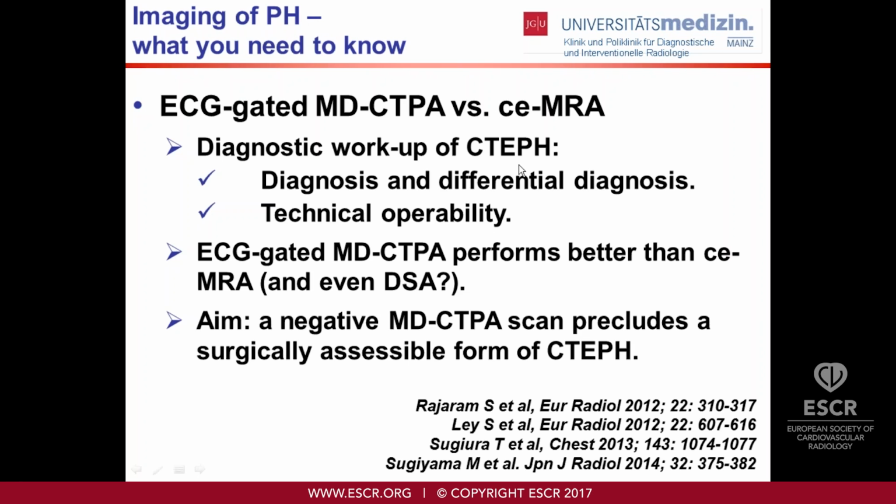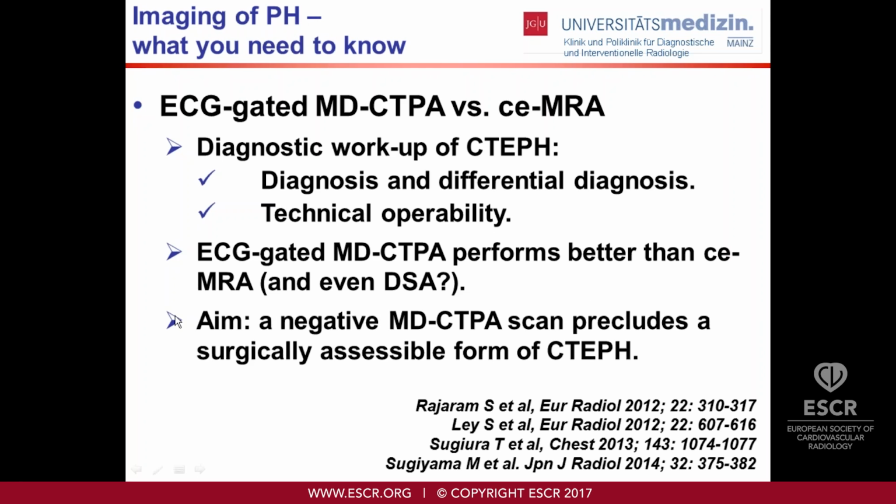As far as the assessment of the macro circulation is concerned, I already pointed out that ECG-gated MD-CTPA, I think, is currently the standard for assessment of the pulmonary arteries. And in this regard, it is very essential to look in patients if there is a form present that we call chronic thromboembolic pulmonary hypertension. The reason is this is a form of pulmonary hypertension that can be cured by an operation.